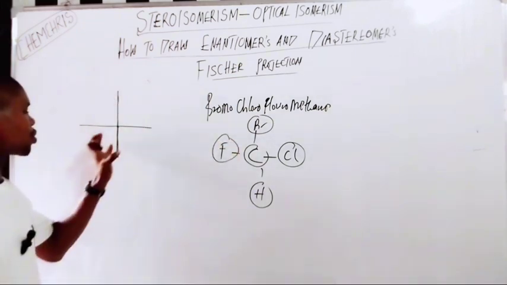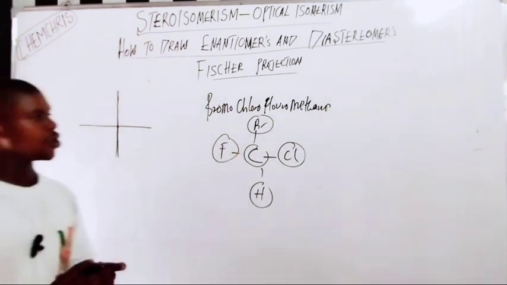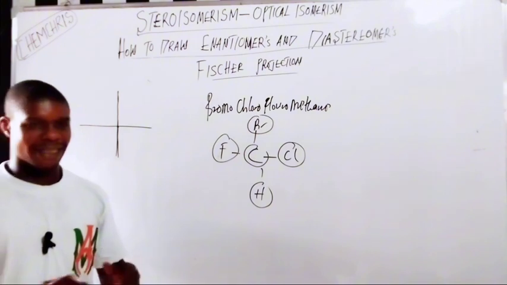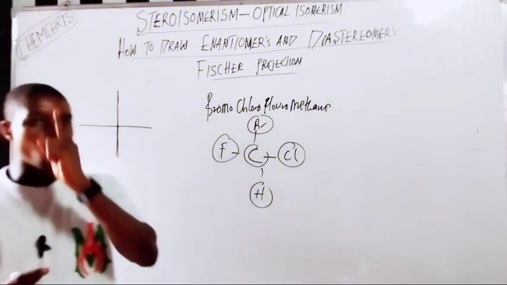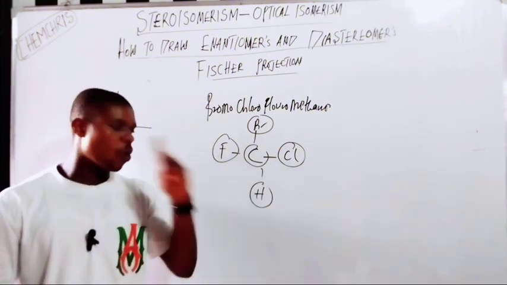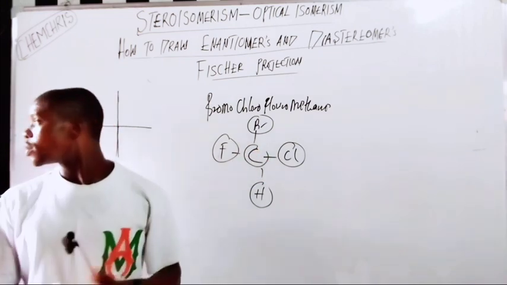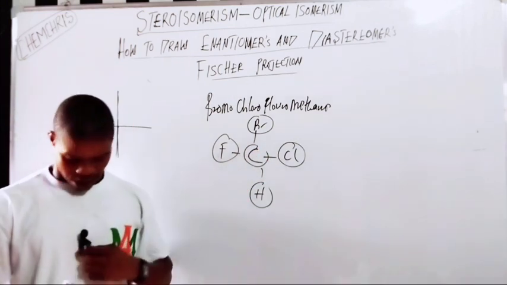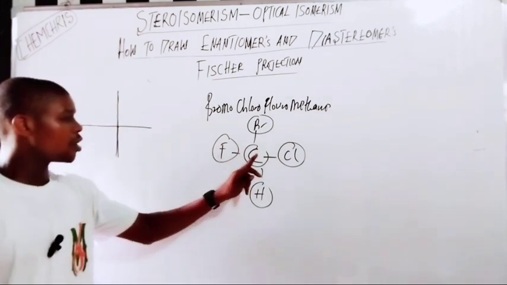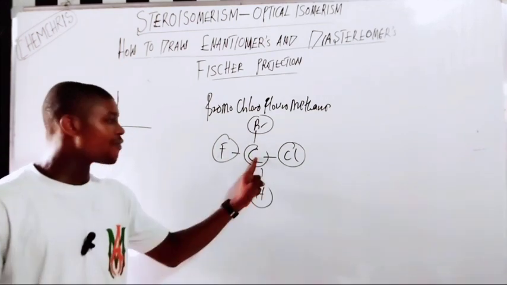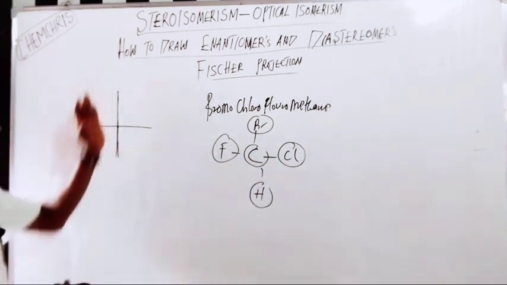So to draw the Fischer projection here is very easy. Because it has only one chiral center, it has only one point of intersection. So it's like this here.